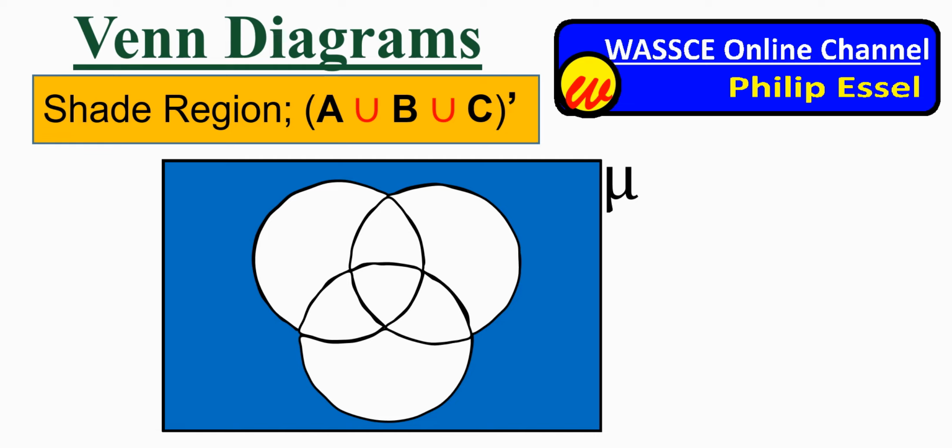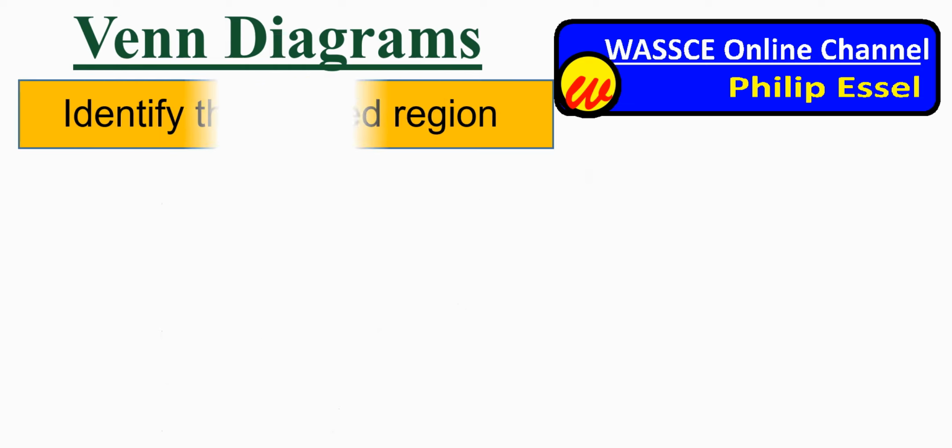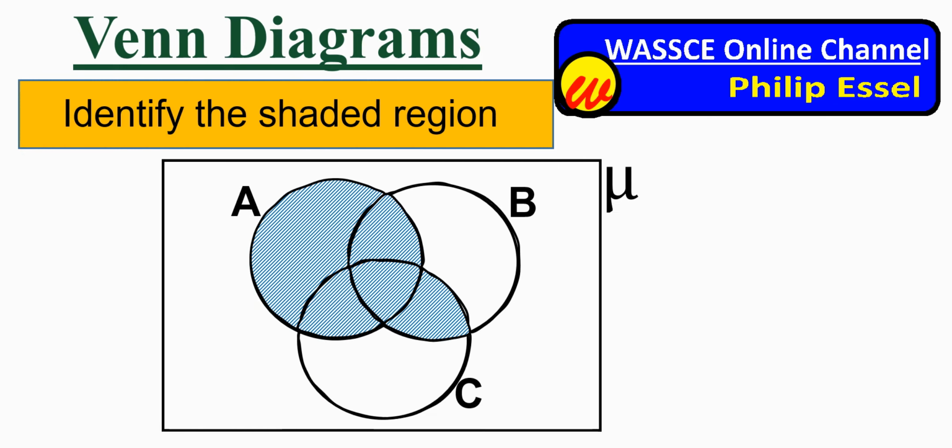Let's look at our next example. For this example, we would identify an already shaded region. So we will be given this Venn diagram with the following region shaded.